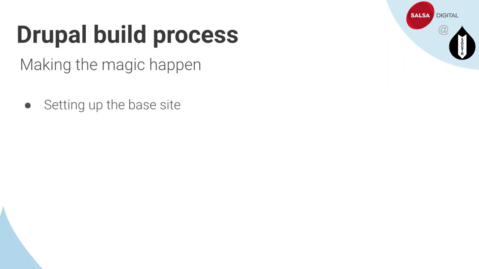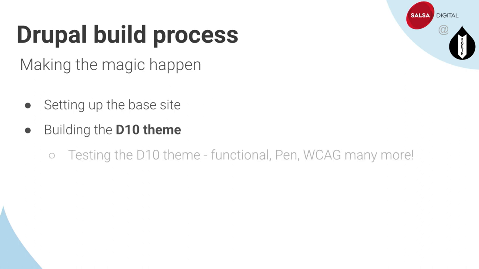You guys are all developers mostly here. I'm just going to quickly go through the general steps. So we've talked about the design, the design system builder, or design UI, and visual designs. Obviously, once you get to the Drupal side, you've got the design, you've then got to set up your site, start doing the theme, testing the theme, functional, etc.